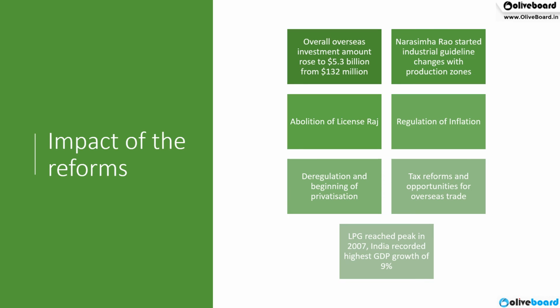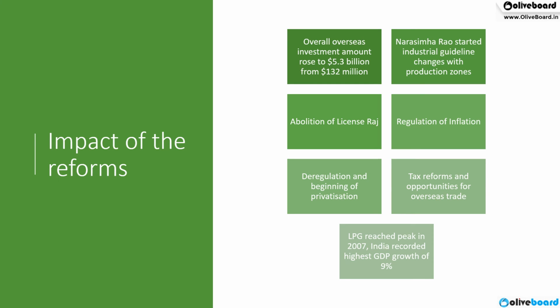Now let's see how these reforms impacted India. The overall amount of overseas investment rose to $5.3 billion in 1995-1996 from a meager $132 million in 1991-1992. Narasimha Rao started industrial guideline changes with production zones. We got rid of license Raj and control on industries was moderated.